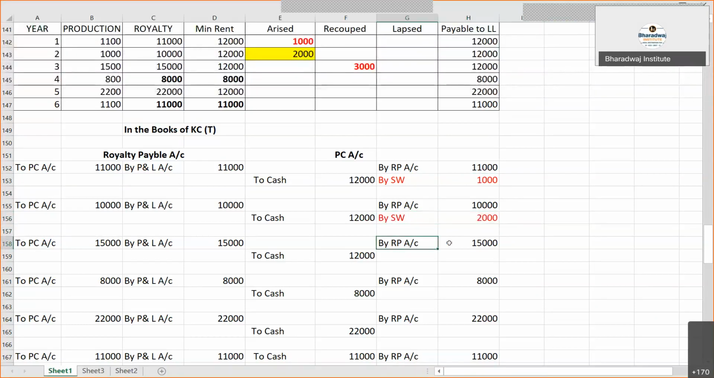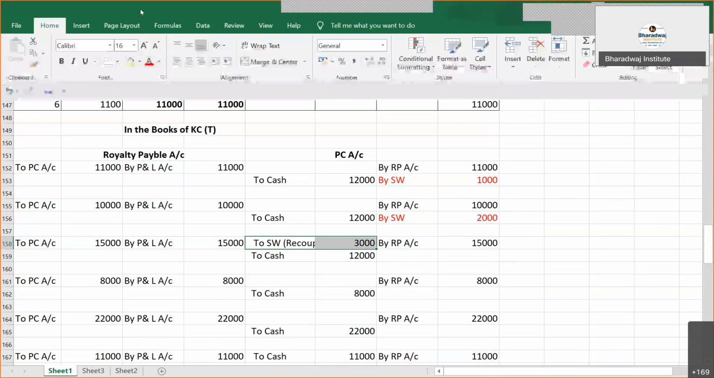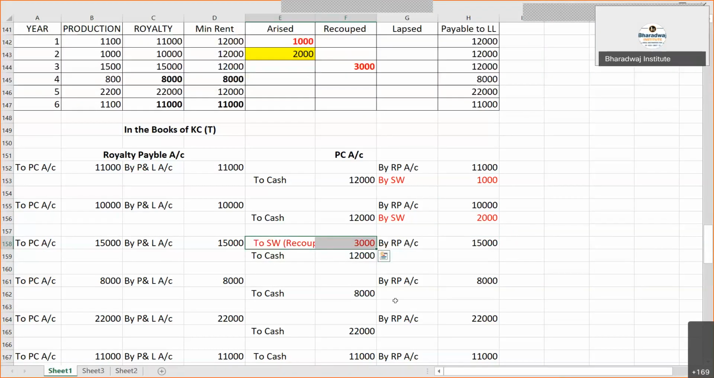Third year, you can see 15,000 is royalty payable, but you are paying only 12,000. So there is a short workings recovered. Short workings recovered is 3,000. Next year and after, there is no such thing. Next year 8,000 is payable, 8,000 is paid. 22,000 is payable, that is paid. 11,000 is payable, that is paid. So based on this, we can prepare the short workings account.